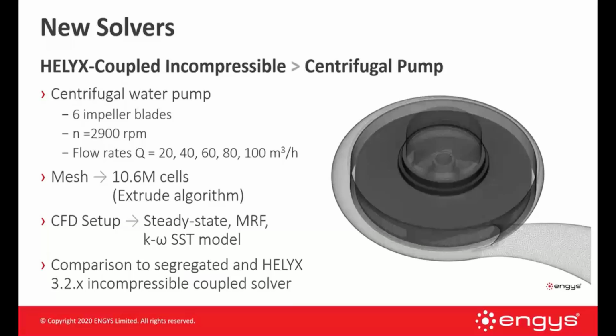Well, it's not only that; it's also the improvement in terms of results we achieved that I want to talk about today. So, for example, let's have a look at the incompressible flow solver, the incompressible coupled solver. And let's have a look at this case. We have a centrifugal pump with 6 parallel blades, 2900 RPM, and we have 5 operating points with 5 flow rates. This mesh was created using the Extrude algorithm. It's about 11 million cells, and we run using a steady state MRF k-omega SST model. This is a standard approach for this kind of problem. And what we would like to do is to compare the results of the segregated and the HELYX 3.2 incompressible coupled solver.